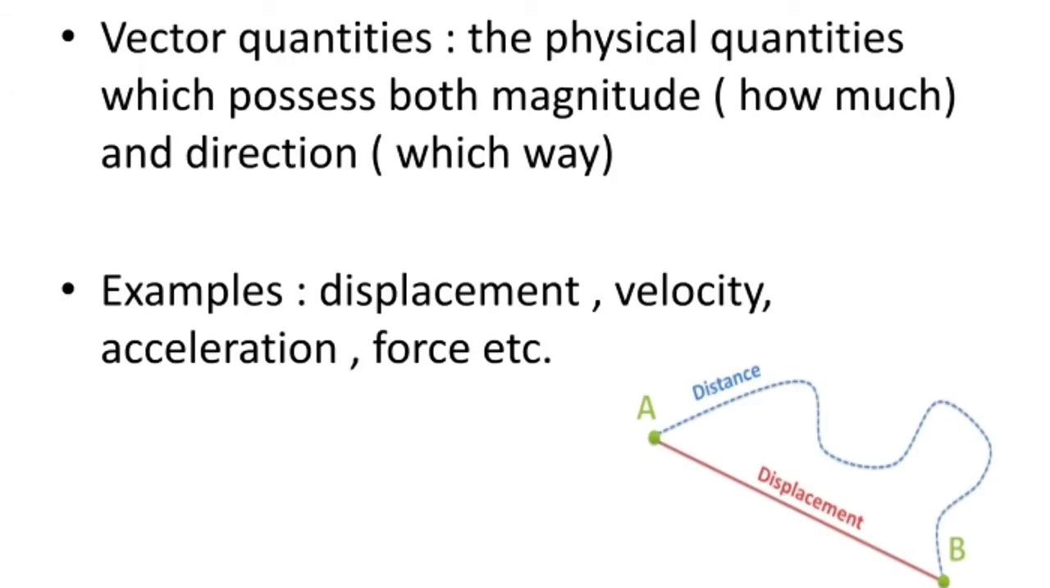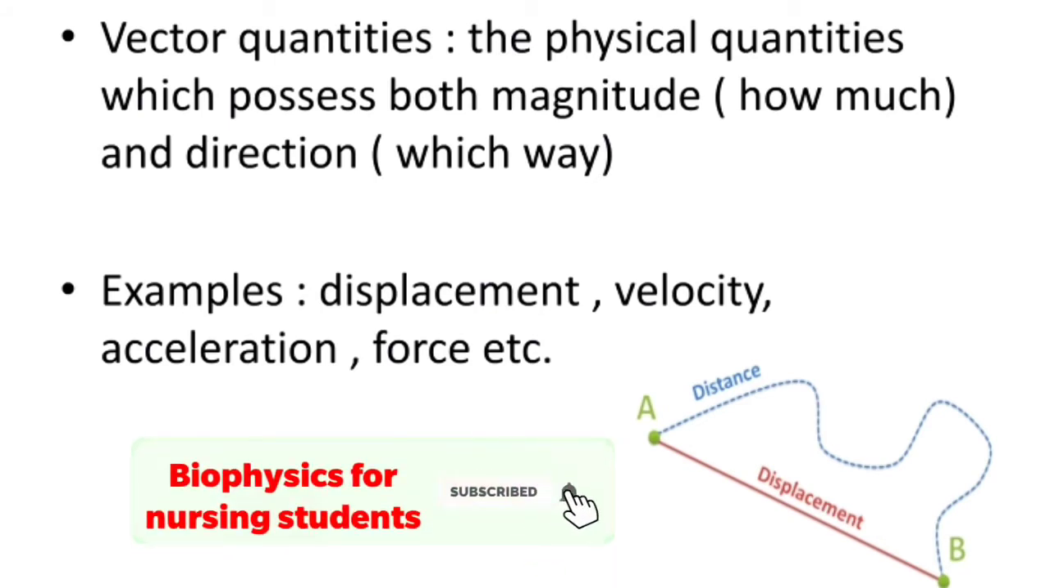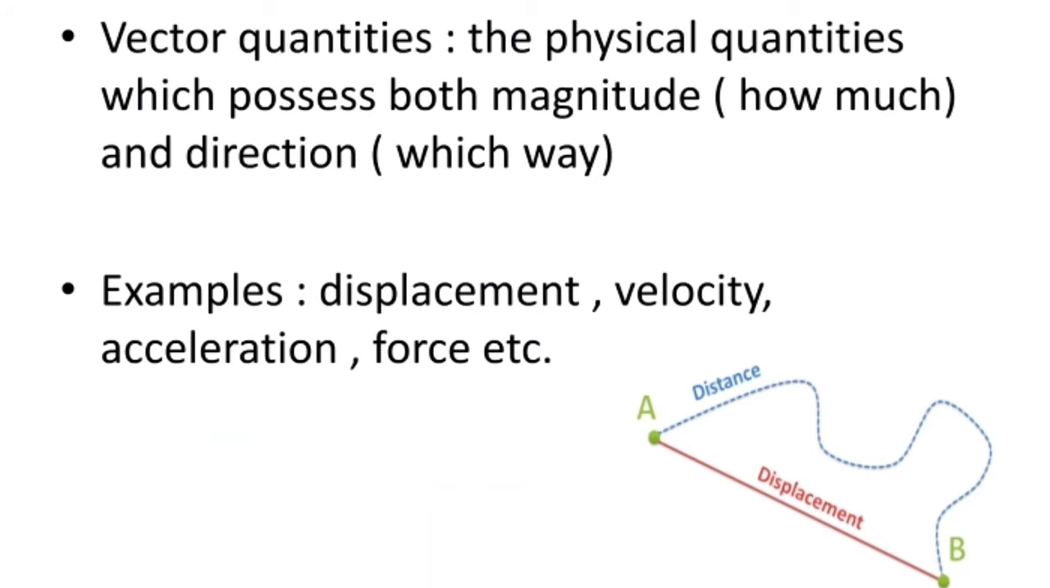Coming to the definition of vector quantities, these are physical quantities which have both magnitude and direction. Whenever you tell that quantity, you specify how much and which way. For example, displacement. There is one student who travels to school every day from his home. A is home, B is school. He travels a distance of 30 kilometers from point A to B.